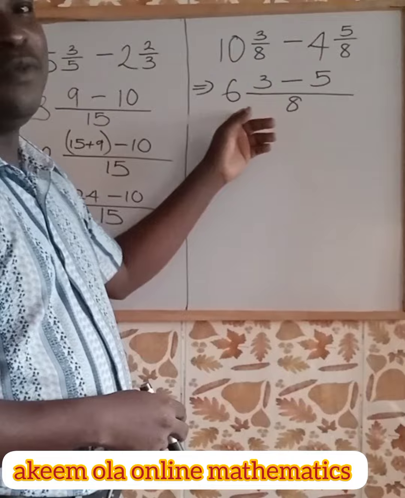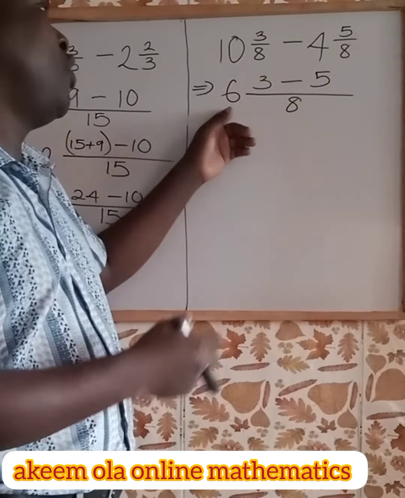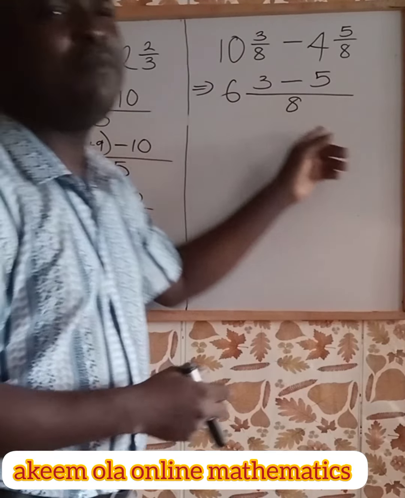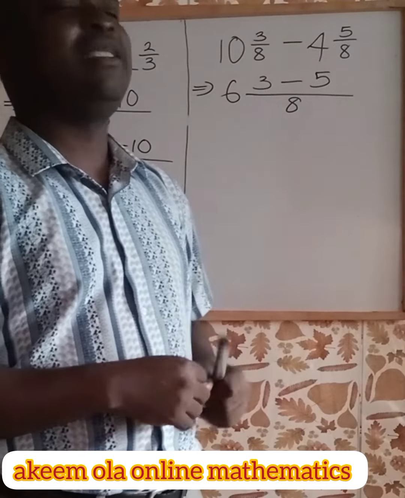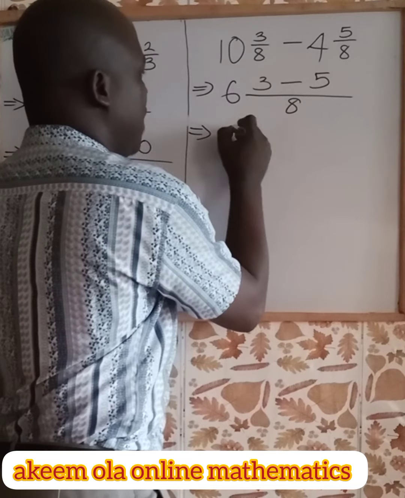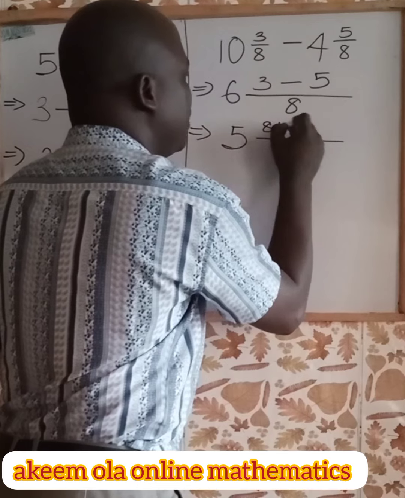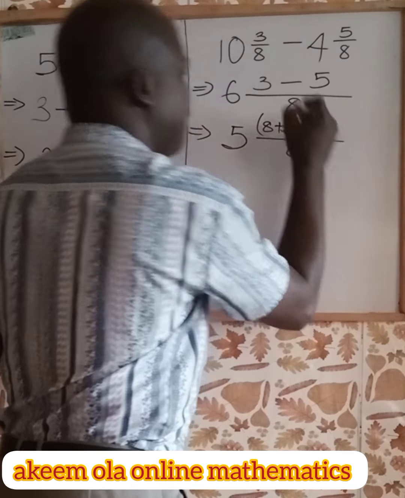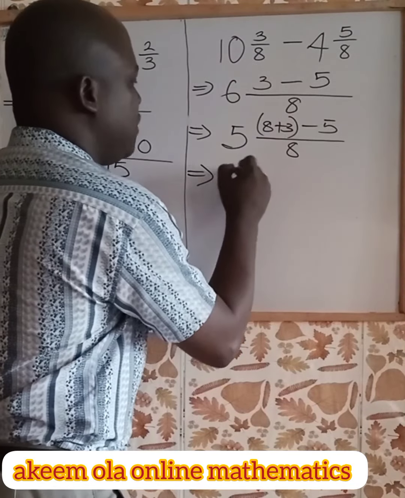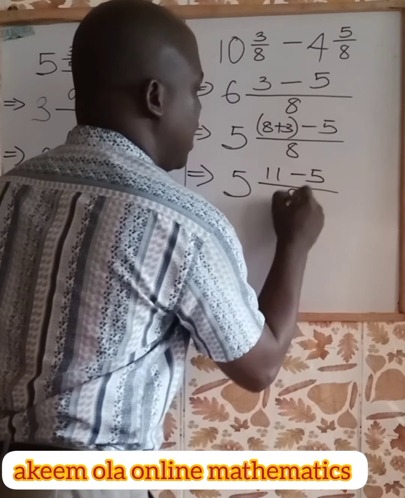We are going to borrow 1 from this 6. When you remove 1 from 6, you get 5. When you borrow 1 from here, now this one turns to 5. Then the one you borrow, multiply it by 8. 1 times 8 is 8. Then you add it to this 3. So if you do that, you have 5 whole number, then we have 8 plus 3 minus 5. What is 8 plus 3? That will give us 11. So we are left with 5 whole number 11 minus 5 all over 8.